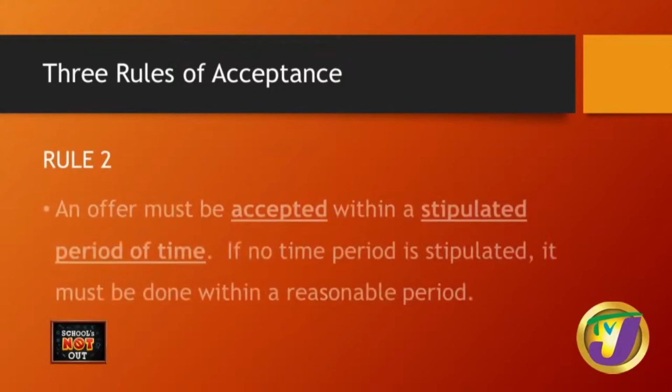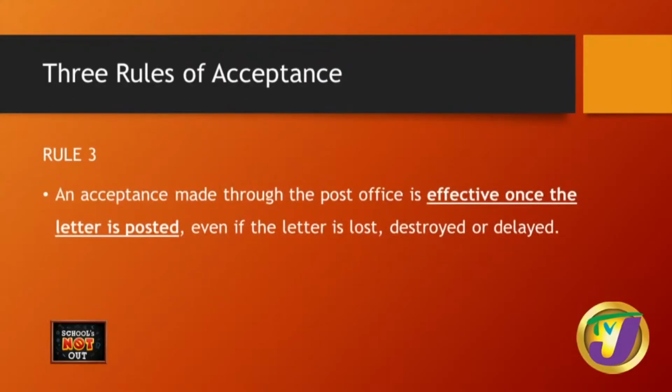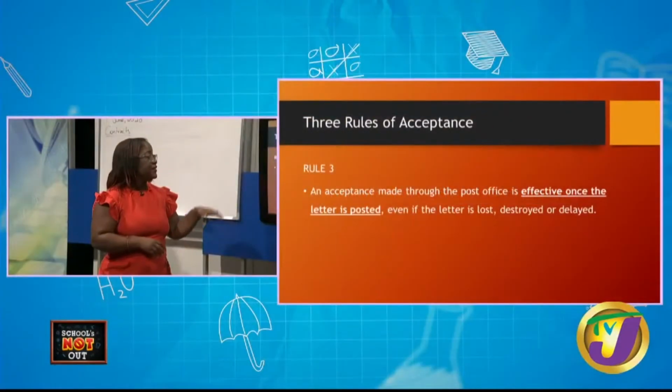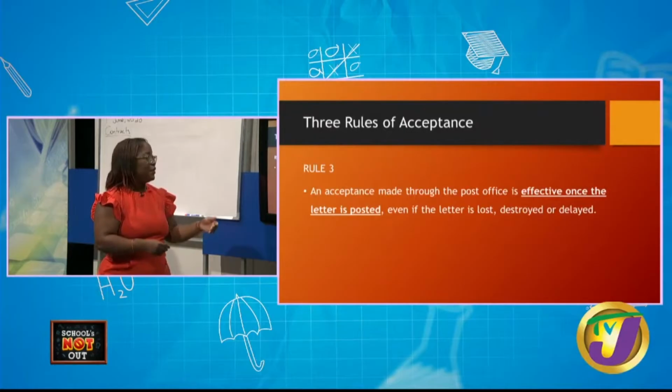Here is our second rule related to acceptance. So we say an offer must be accepted within a stipulated period of time, and if no time period is stated, it must be done within a reasonable time period. And the third rule that we'll be browsing through today is that an acceptance made through the post is actually effective once the letter is posted. So if you are accepting an offer, you can do so through the post, and once you have made that posting of your acceptance, it is considered to be a valid acceptance of an offer.